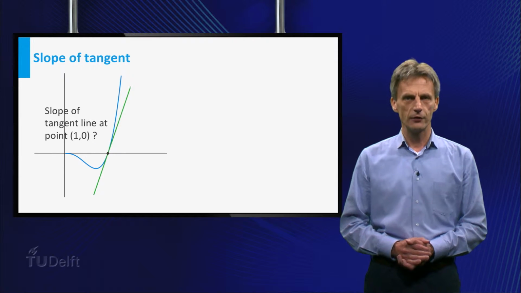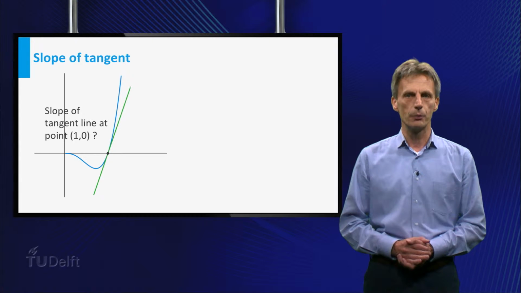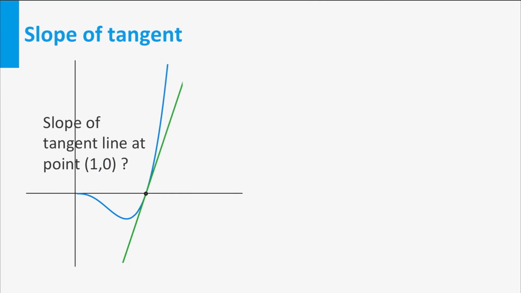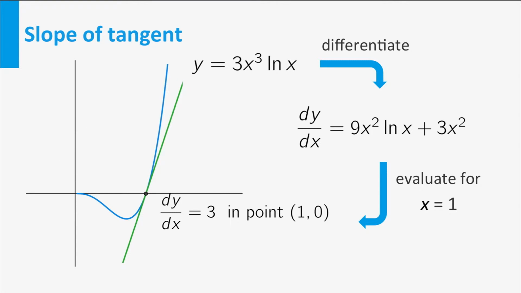The slope of the tangent line to the graph of this function at one of its points can be computed in the following way. You start with the explicit formula y is equal to f of x, then you compute the derivative of the function f for general x, and finally you evaluate the derivative for the specific values of x. The result is the slope of the tangent at the specific point.